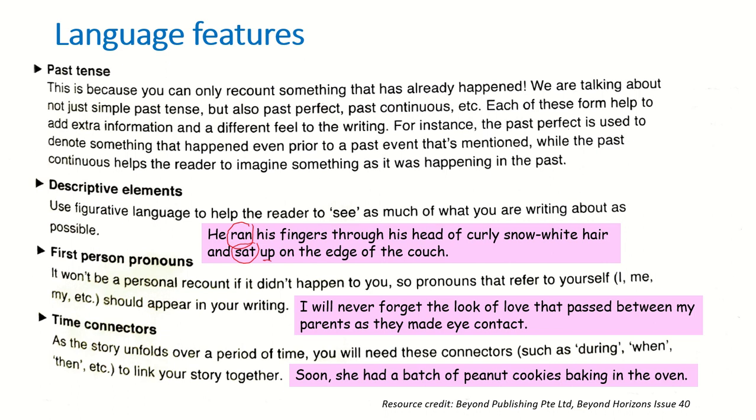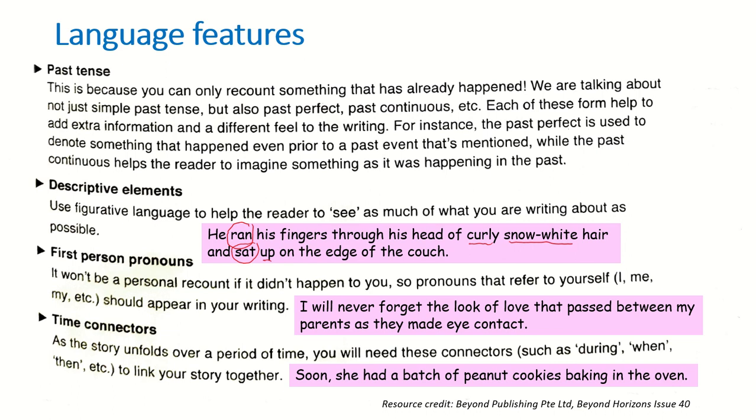You can see this person's action. And set up on the edge of the couch. Where is he? In a living room, and his action is sitting up. You can also see or imagine how this person looks like. He has a head. How does his hair look like? Curly, and the color is snow white.